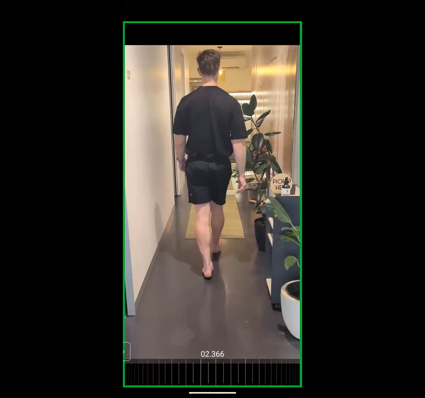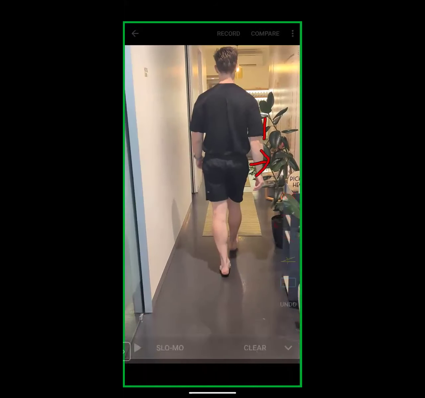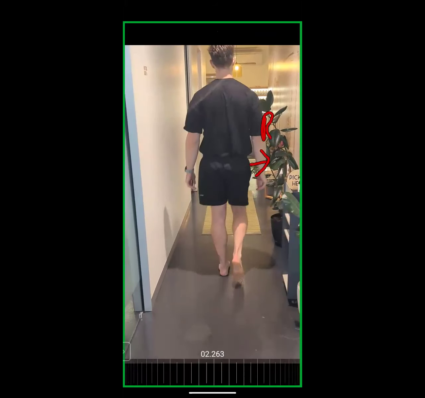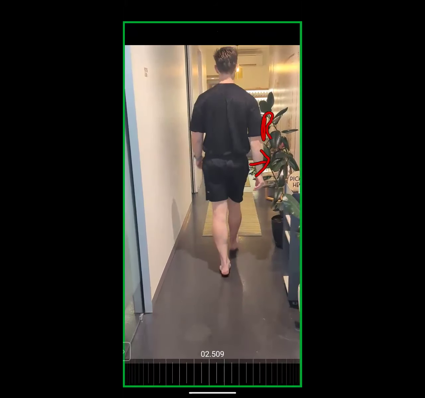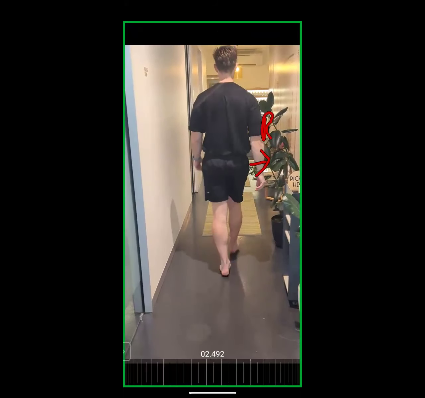We're interested in when he goes into his heel strike, does he shift his pelvis to the right? And of course, we'll have to compare it to the left, but it doesn't look like a massive shift of his pelvis is occurring.